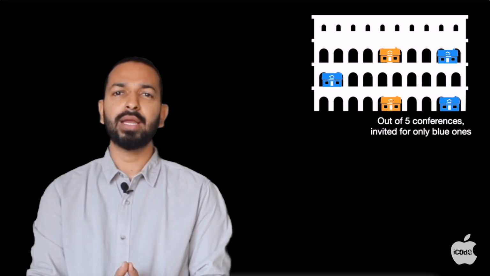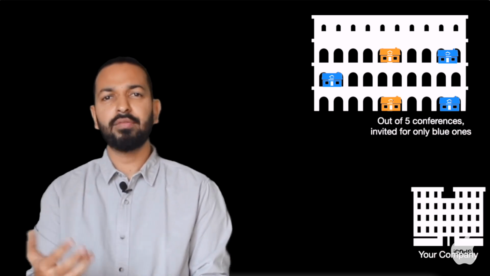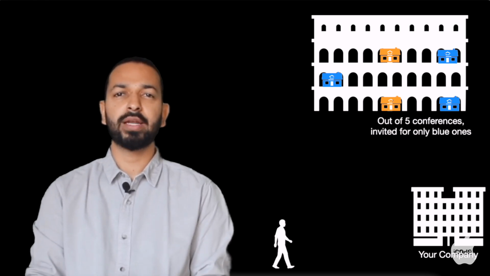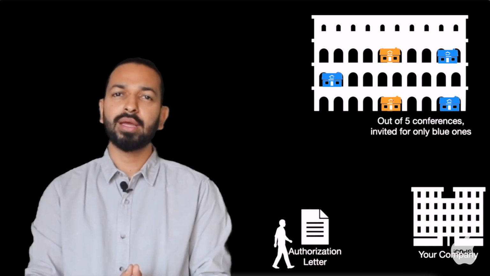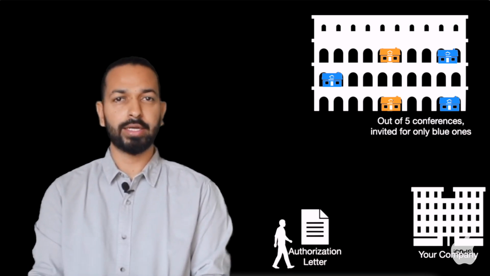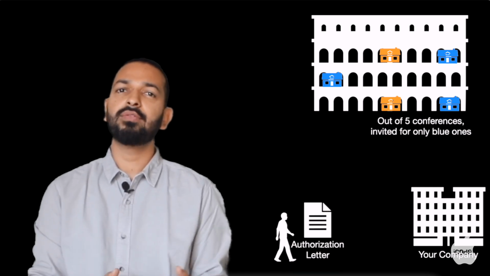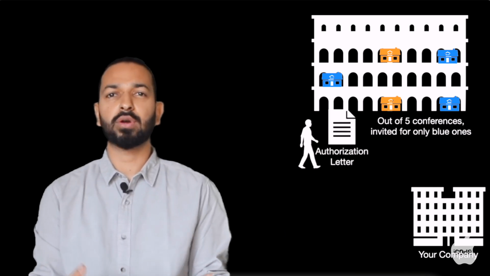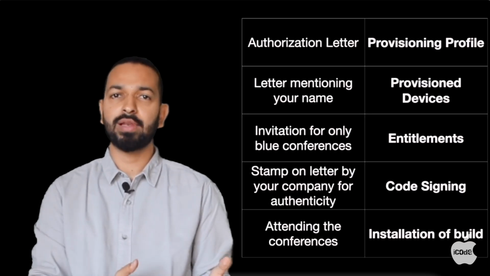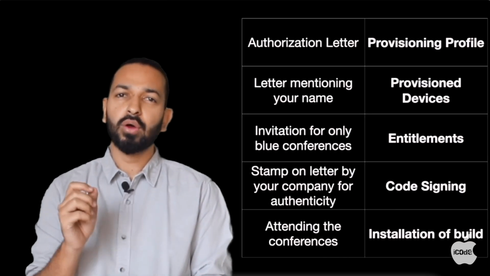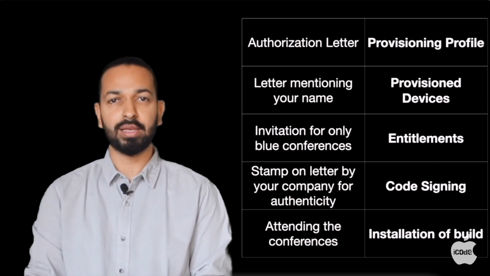Let's say your company is sending you to attend some event. That event has multiple conferences, and you should be attending only a couple of them which are relevant to you, or let's say that your company has been invited to only a couple of those conferences, not the entire event. To let you in, the event organizers will need to verify your identity, and for this, your company will give you an authorization letter mentioning your details, what conferences you are entitled to, maybe a copy of the invitation letter from the event organizers. They can put all these documents in an envelope and seal it. So that authorization letter is essentially the provisioning profile.